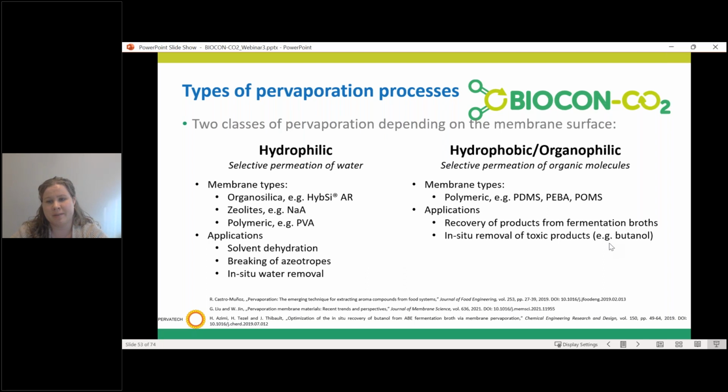If the membrane surface is hydrophobic, then organic materials will selectively permeate, which is also often referred to as organophilic. For this type of pervaporation, most membranes are polymeric, and the three most common ones are PDMS, PEBA, and POMS. This type of pervaporation is used for the recovery of products from fermentation broths, and it can also be used for in situ removal, for example, the removal of products which may be toxic to the fermentation process.